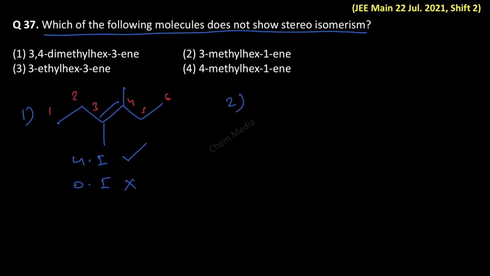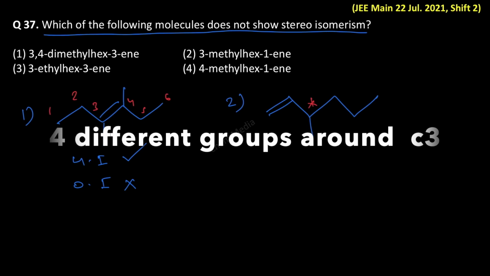How about number 2? Number 2, we have 3-methylhex-1-ene. That would be 1, 2, 3, 4, 5, 6, and then 1 double bond at 1 position, and then 1 methyl group at 3 position. Here we have a chiral center.